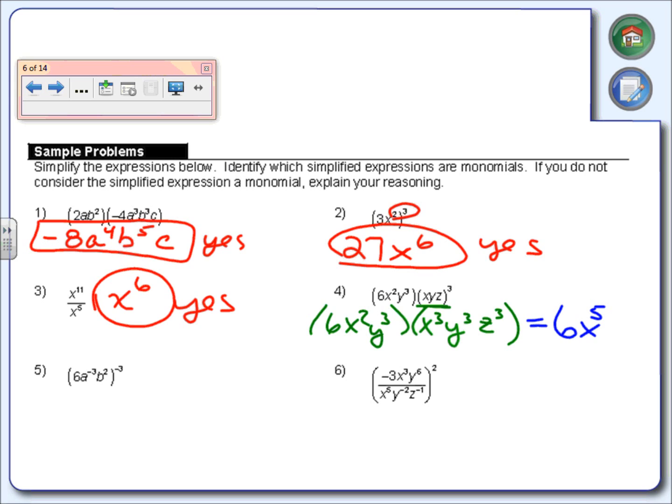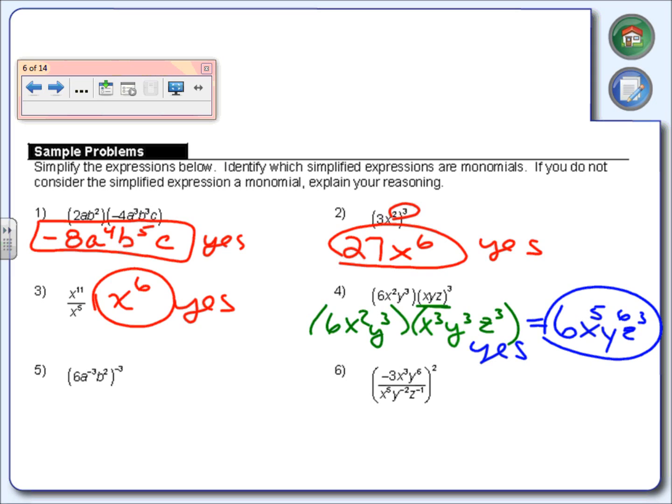Same thing with the y. Y cubed times y cubed. If I add those exponents together, we get y to the 6th. And z cubed, there's nothing to multiply that with, so we'll just keep it z cubed. So this is what we get when we simplify. Is that a monomial? Yes, that's still a monomial.